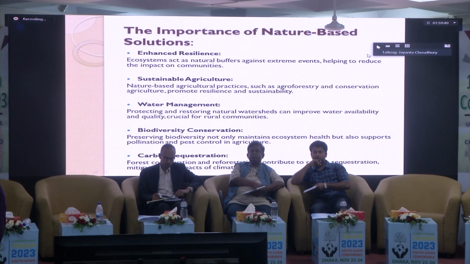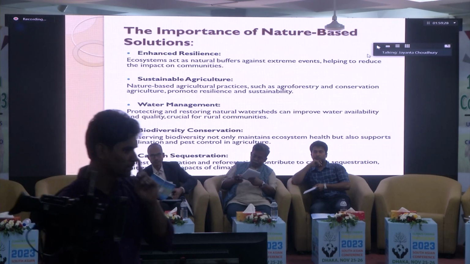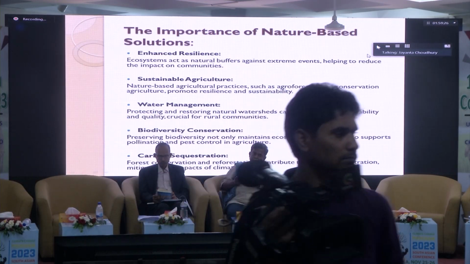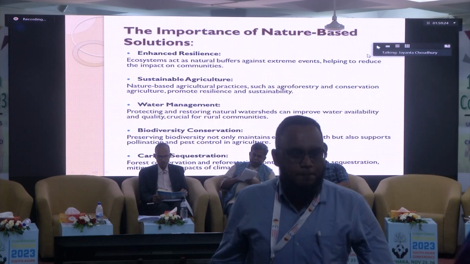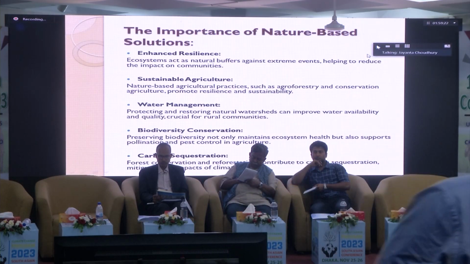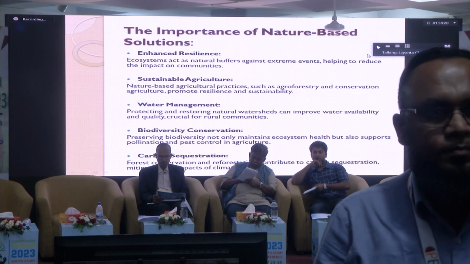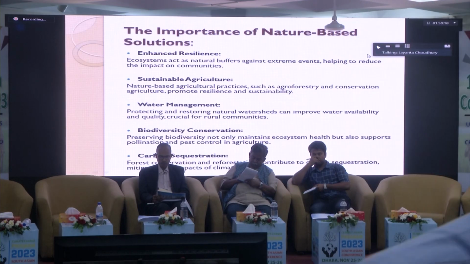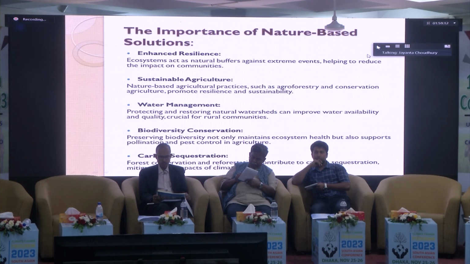How that enhances the resilience: ecosystems act as a natural buffer against extreme events, helping to reduce the impact on the community, so how this ecosystem can be regenerated to make a natural buffer. Then second is sustainable agriculture. Nature-based agriculture practices such as agroforestry and conservation agriculture promote resilience and sustainability.